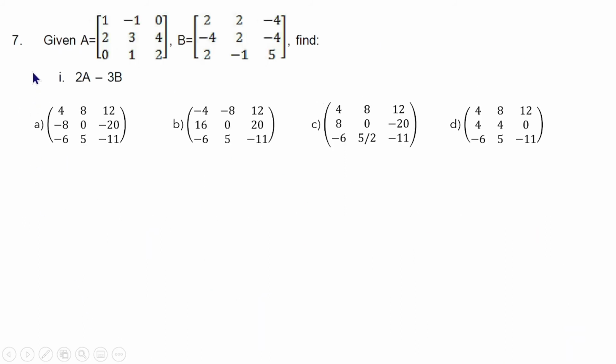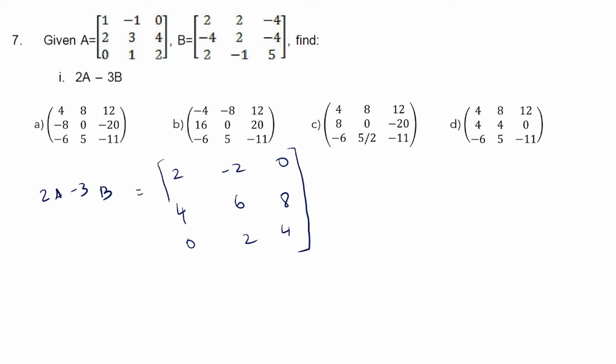The next question, given A is equal to this 3 by 3 matrix and B is equal to this 3 by 3 matrix, find 2A minus 3B. The various options are given here. So we need to find 2A minus 3B. Multiply matrix A by 2. So we get 2 minus 2, 0, then 4, 6, 8, then 0, 2, 4, minus 3 into matrix B.